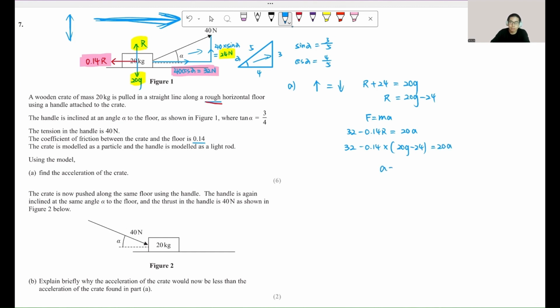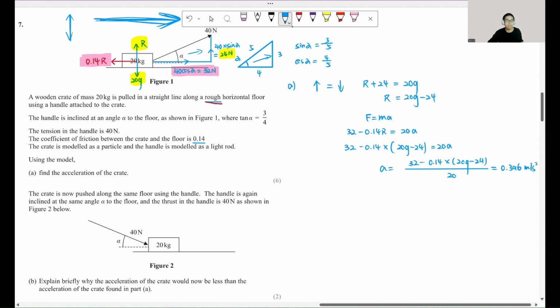Right, then acceleration is just (32 minus 0.14 times (20g minus 24)) all over 20. So I just put all that in the calculator: 32 minus 0.14 times by (20 times 9.8 minus 24), close brackets, and divide by 20. So I will have 0.396 meters per second squared. That will be the acceleration.